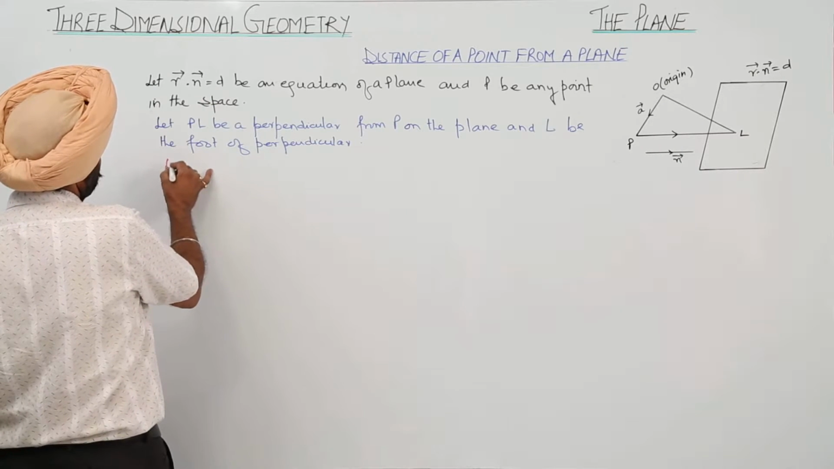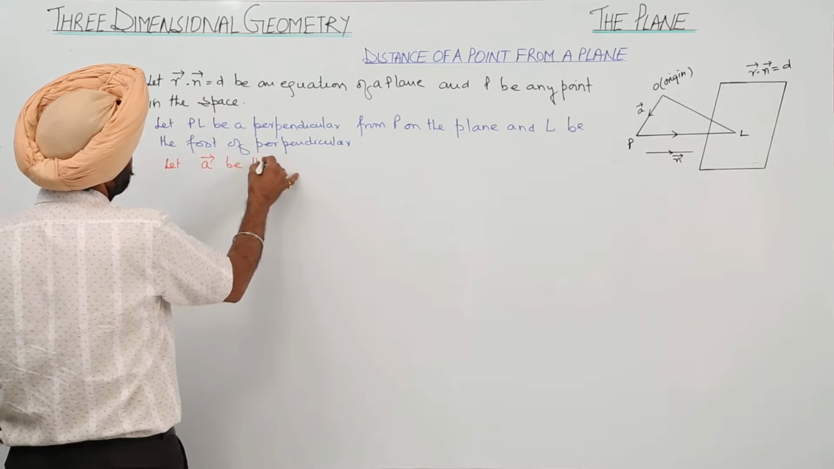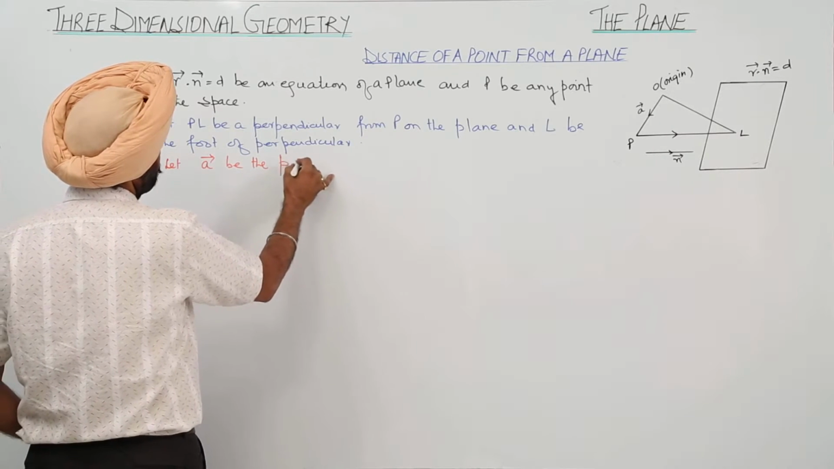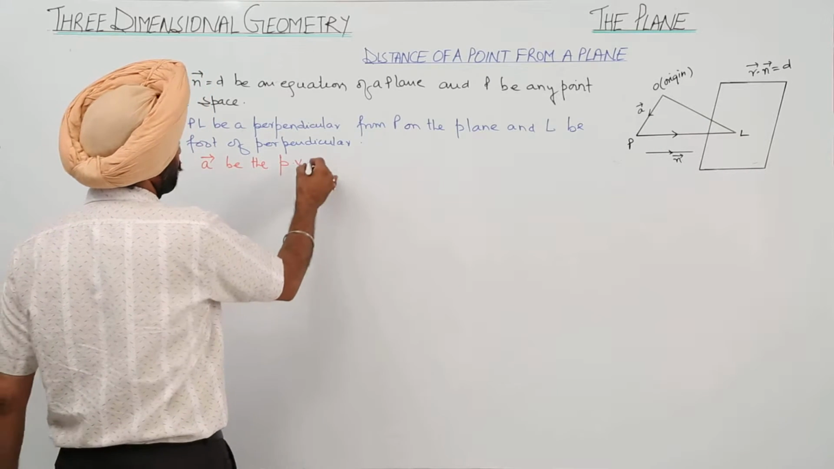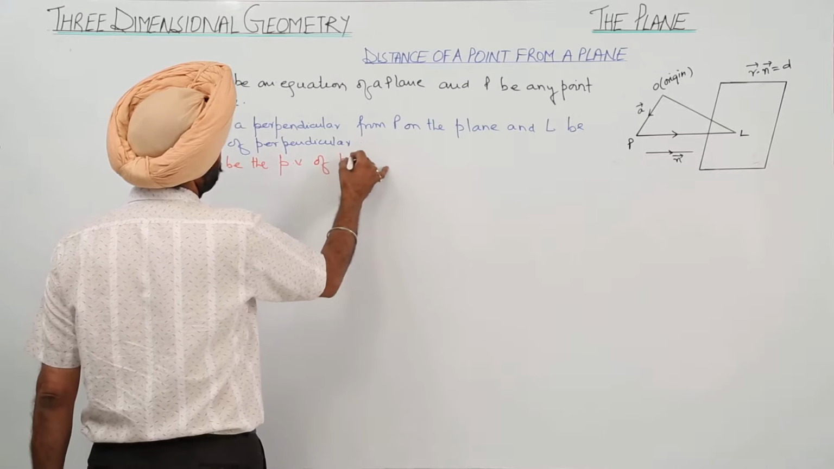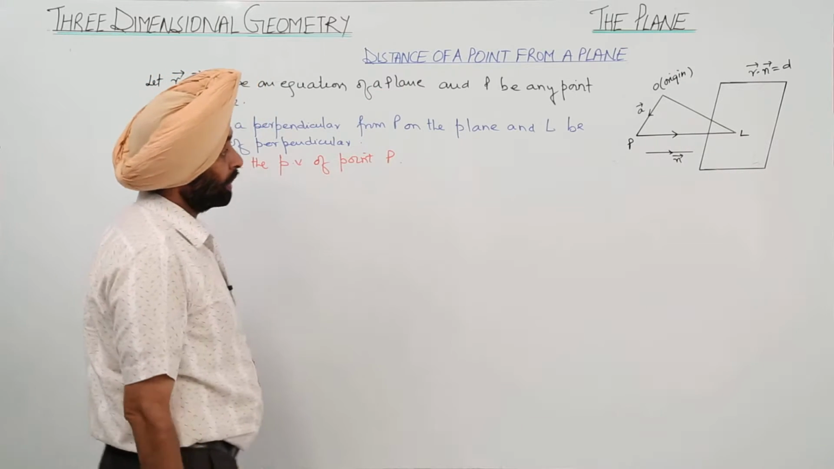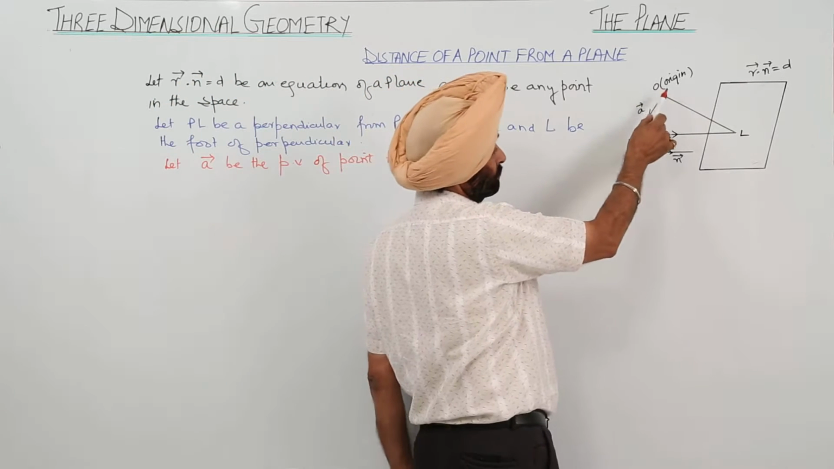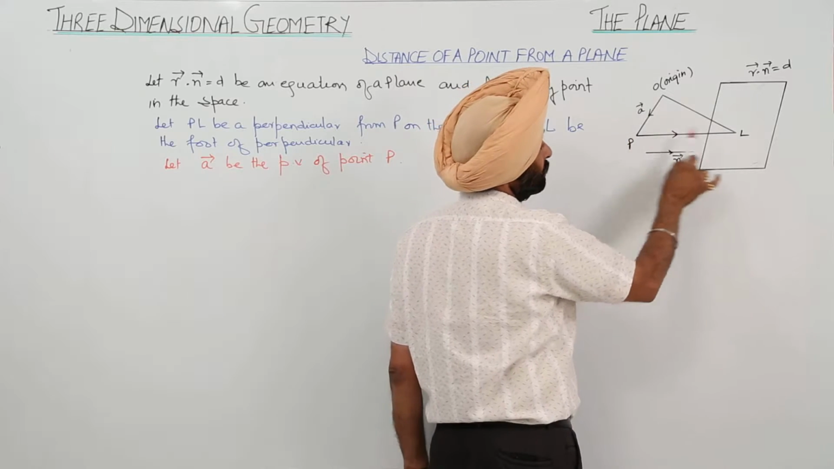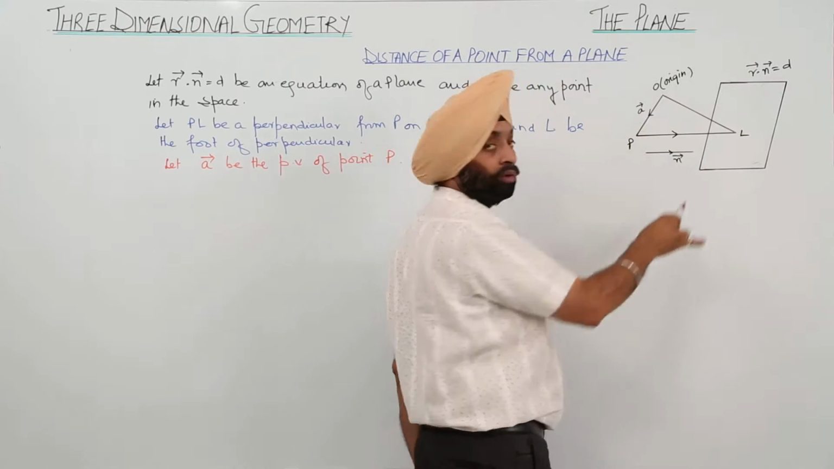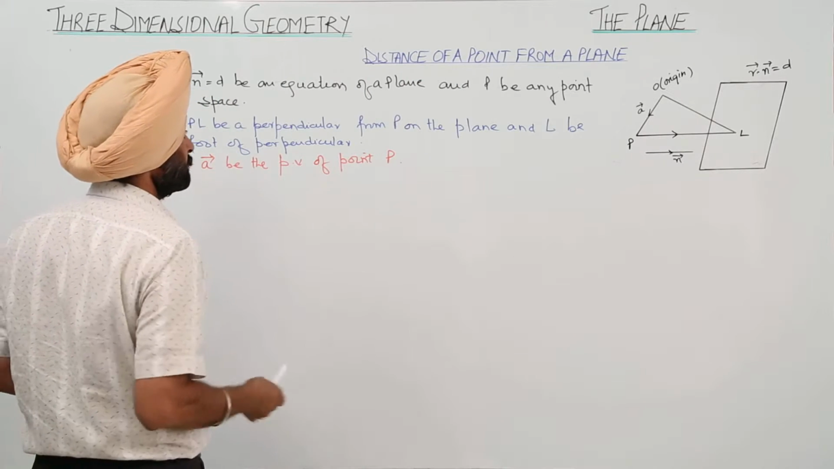Let vector A be the position vector, PV stands for position vector. Let vector A be the position vector of point P. Now, O is the origin, P is a point, A is a position vector of point P and PL is perpendicular on the plane. Okay.